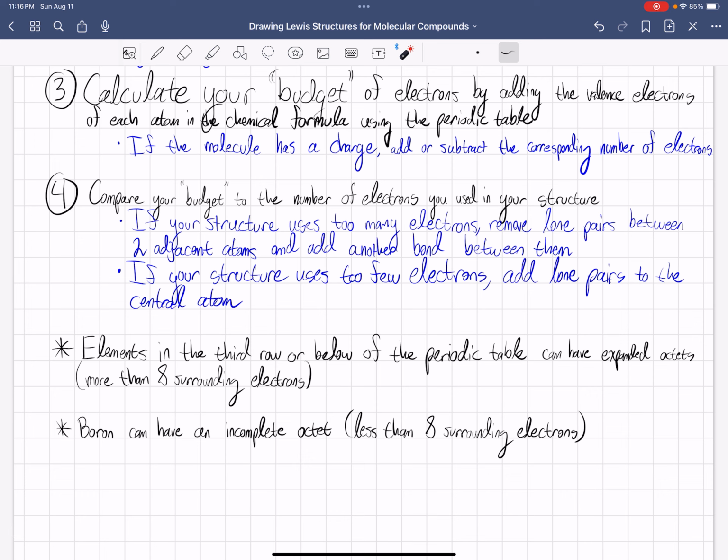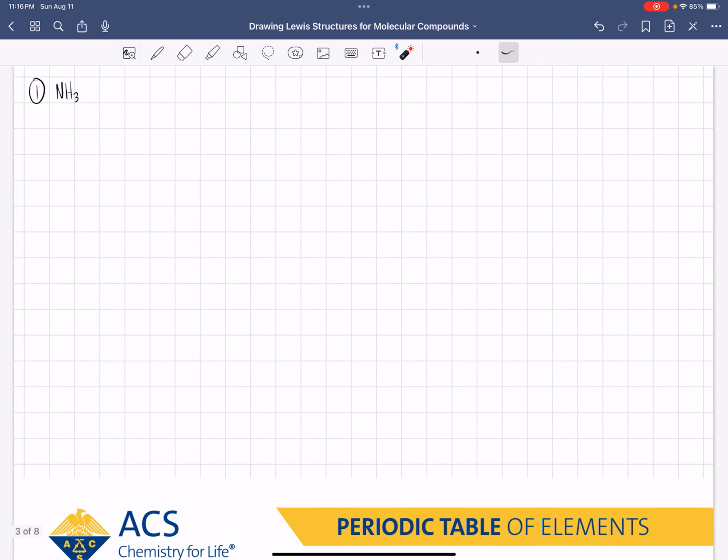Firstly, when you have elements in the 3rd row or beyond of the periodic table, atoms of those elements can have more than 8 electrons surrounding them. We call that an expanded octet. And boron here is a special case that it's worth remembering: boron doesn't necessarily need to have a full octet. In fact, you generally see it with an incomplete octet, or less than 8 surrounding electrons. So, with that, here are a few examples.